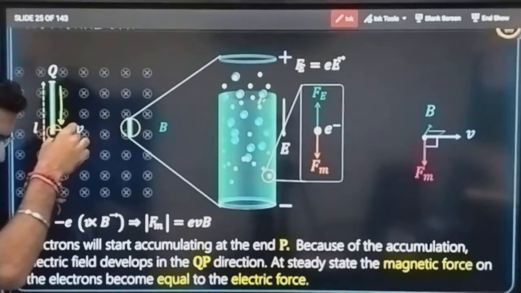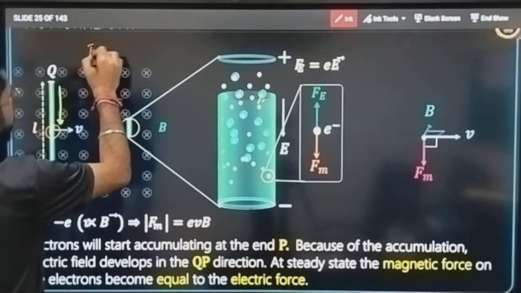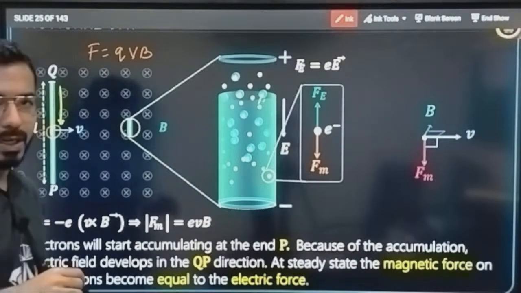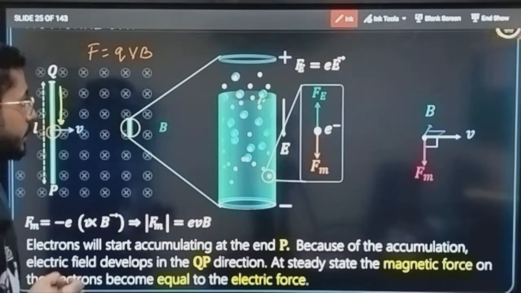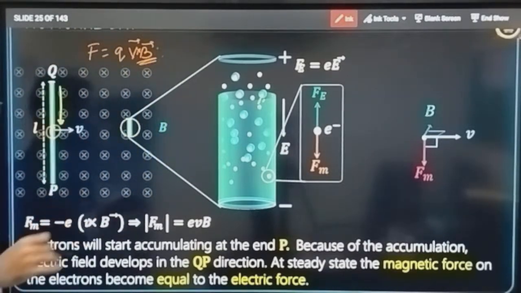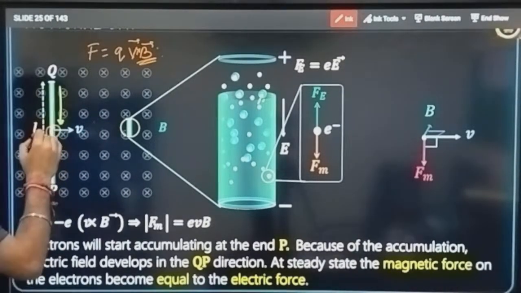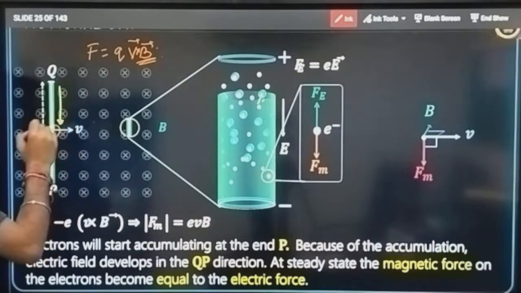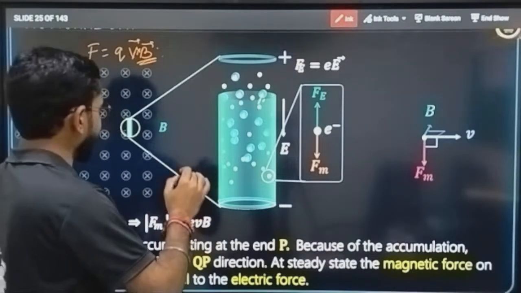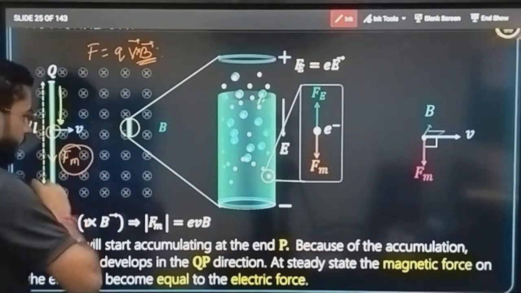What I know about force on a charge is QVB. If I ask you about the direction, Lorentz force, which we studied in the last chapter, for the direction what will we do? V cross B. V cross B gives you the direction of the magnetic force. What does V cross B give? Upward direction. That means the magnetic force will be applied in the upward direction. But since it is an electron, there is a negative sign, so it is going to come in the downward direction. That means the magnetic force applied on this electron will be in the downward direction.